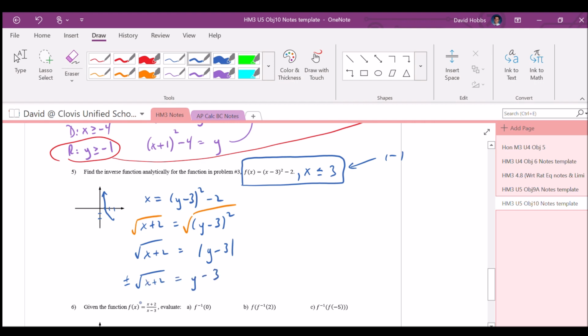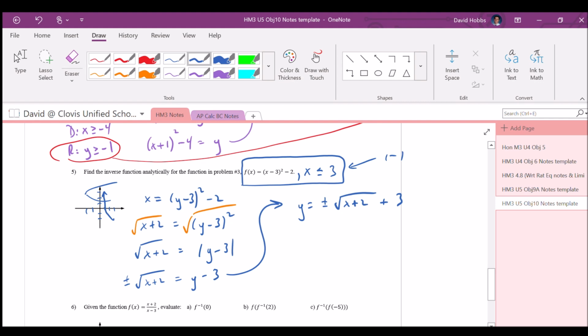And then we finish off by adding 3. Okay, so we've got y equals plus or minus root x plus 2 plus 3. Now we don't get to do the plus or minus, because if we did the plus or minus, let's see, negative 2, positive 3, we'd get the top half and the bottom half of the parabola.